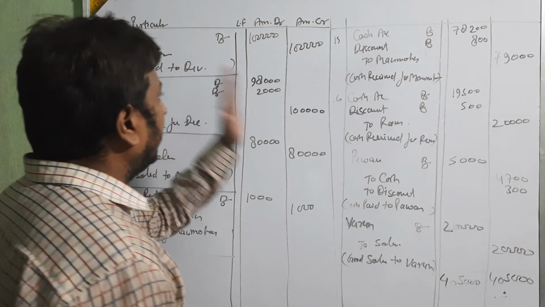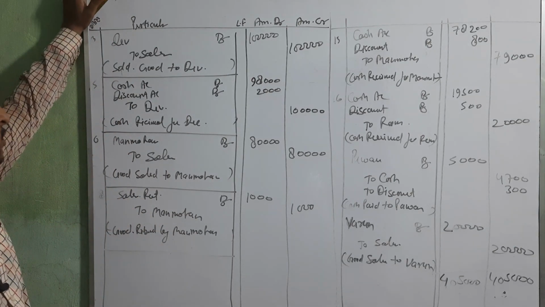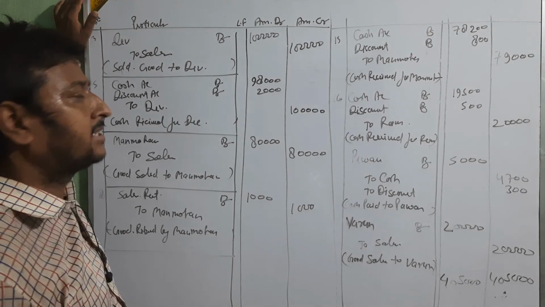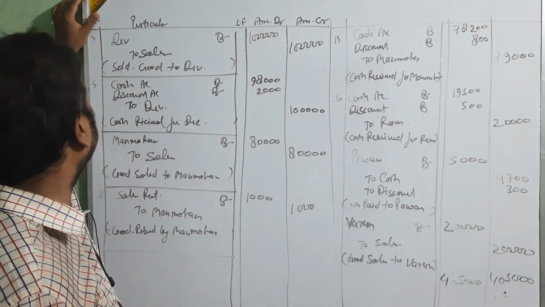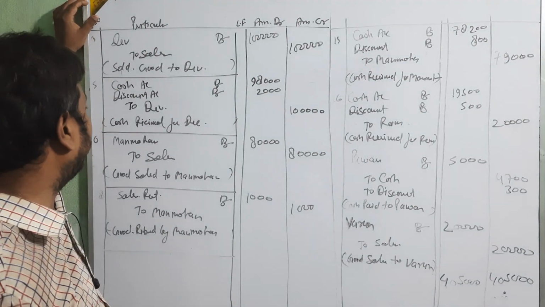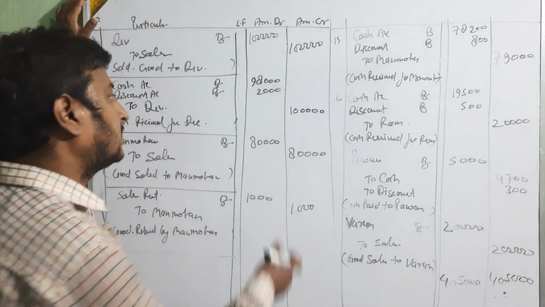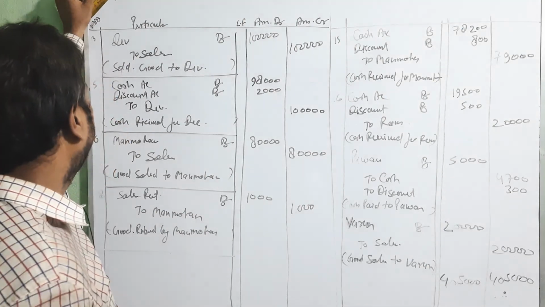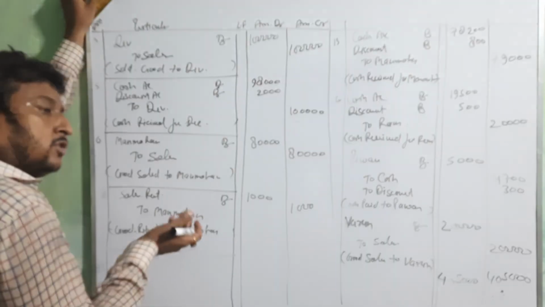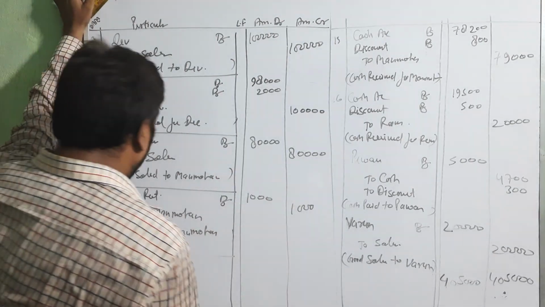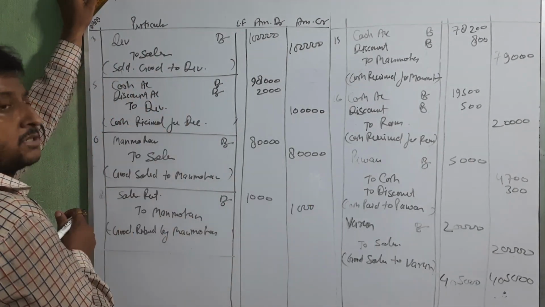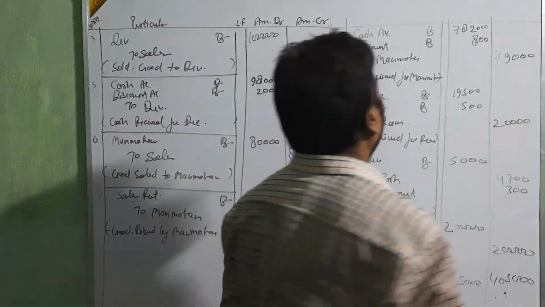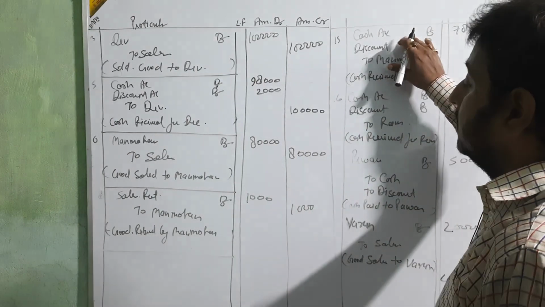Clear? Now again I would like to repeat. First is sold goods to Dev, so Dev account debit to sales. Next, cash received from Dev, then cash account debit, discount account debit to Dev, because of the 2,000 discount. In place of 1 lakh we are only receiving 98,000. Next, Manmohan: we sell to Manmohan, so Manmohan account debit to sales 80,000, and then Manmohan returns the goods, so sales return account debit to Manmohan 1,000.